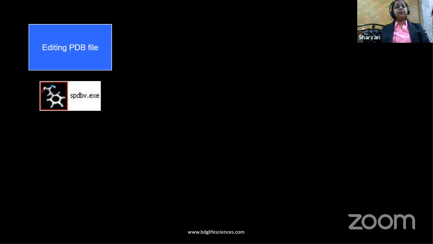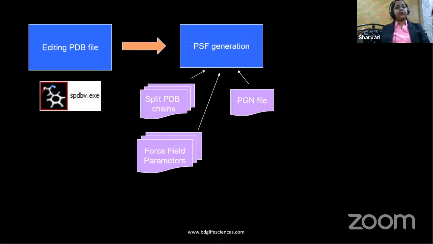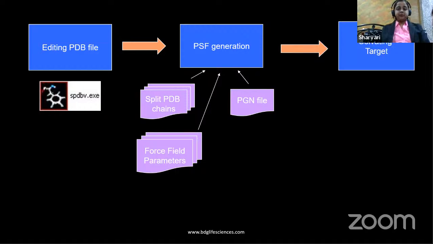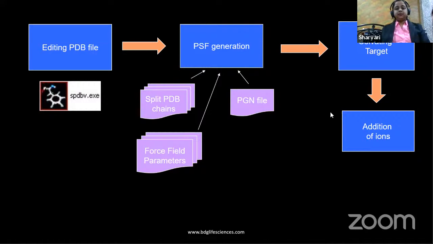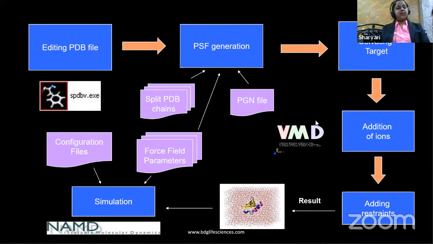So you can see this flow chart. Editing the PDB file: sometimes you need to edit the PDB, and for that there are different software, like Swiss PDB Viewer. Edit means you have to remove some residues or add some residues. That depends upon the purpose of your research, but most of the time it is standard. Then PSF generation, then solvation of the target, and finally, by providing all this, we are going to perform the NAMD simulation.